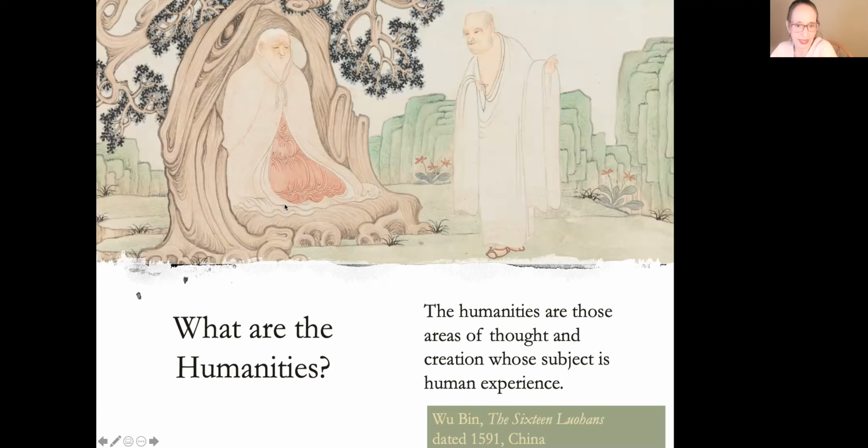What are the humanities? They are the areas of thought and creation whose subject is human experience. Sounds simple, but to grasp what human experience was like outside of our own time requires a very delicate process of reconstruction and empathy, where we look at various sources, historical documents, works of art, critics, other cultures by comparison, a whole array of different approaches to understand human experience as it is expressed in the humanities.